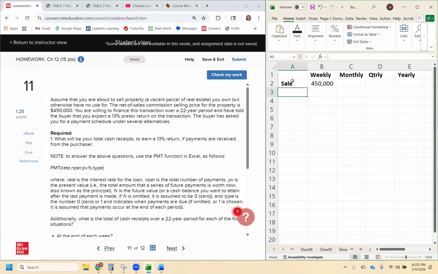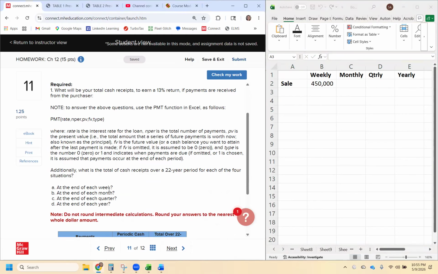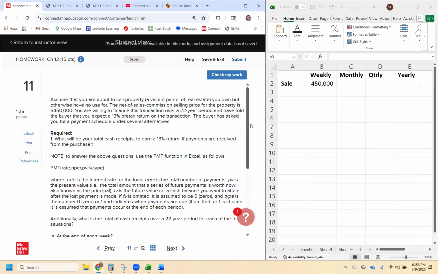$450,000. Okay. And I've got these totals here across the top because it's going to ask me to do 4 different scenarios. If I get paid every week, paid every month, paid every quarter, paid every year. You'll see in a minute here.